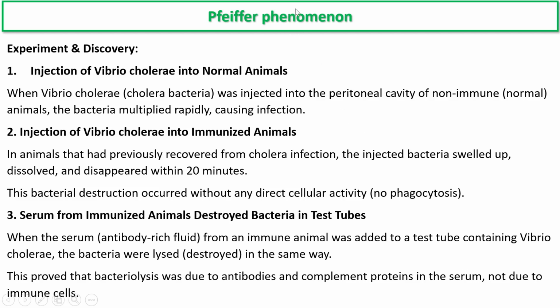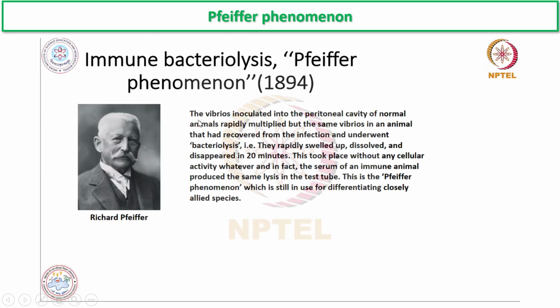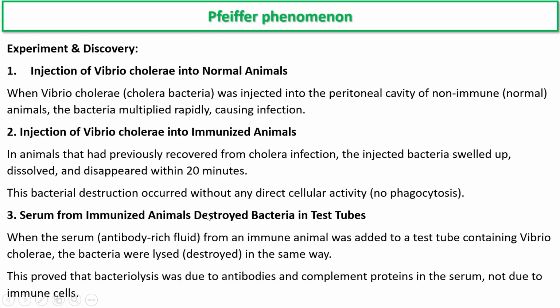So, what were the main key points of this Pfeiffer phenomenon? It is given here. The vibrio inoculated into the peritoneal cavity of normal animals rapidly multiplied, but the same vibrio in the animal that had recovered from the infection underwent bacteriolysis, that is, they rapidly swelled up, dissolved, and disappeared in 20 minutes. This took place without any cellular activity whatever, and in fact, the serum of the immune animal produced the same lysis in the test tube. This is the Pfeiffer phenomenon, which is still in use for differentiating closely allied species. All this complex thing is explained with these three types of experiments conducted by the scientist.